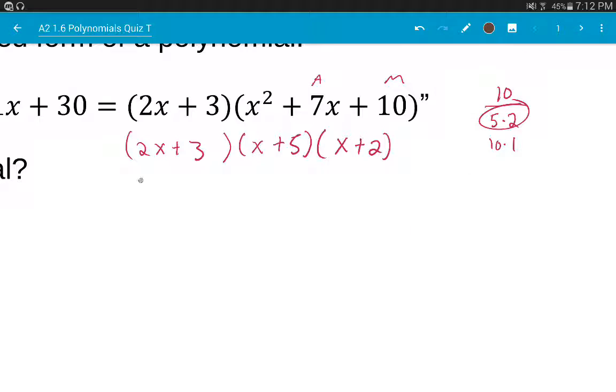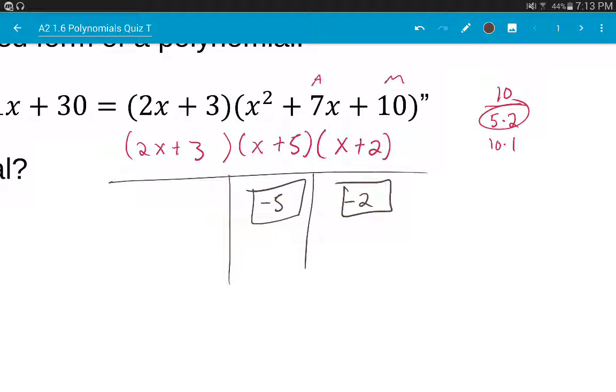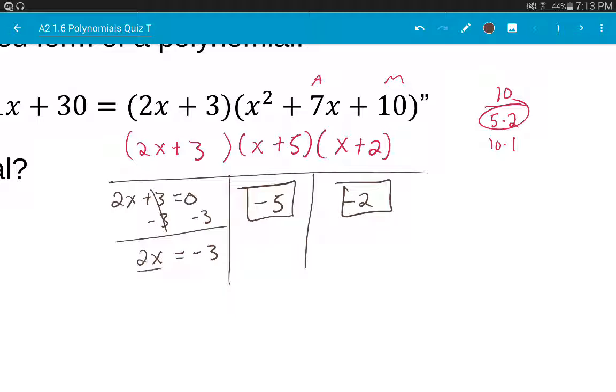To find the roots, we draw a big t-chart. This is negative 5, this is negative 2. Those are two of my solutions. And for this one on the left, we bring it down. 2x plus 3 equals 0. Minus 3, minus 3. 2x equals negative 3. We divide both sides by 2 to get x by itself, and therefore the third root is x equals negative 3 over 2.